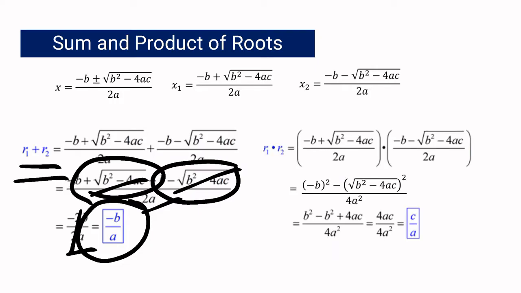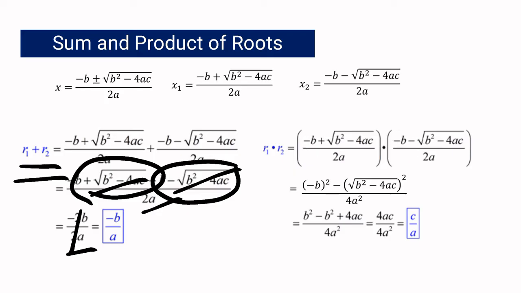Now, how about the product of the roots? We are going to multiply the two roots here. In multiplication of fractions, we multiply numerator to numerator and then denominator to denominator. If you multiply the two numerators, you are going to notice here that we have negative b. That is our first term. And then our second term will be the square root of b squared minus 4ac.